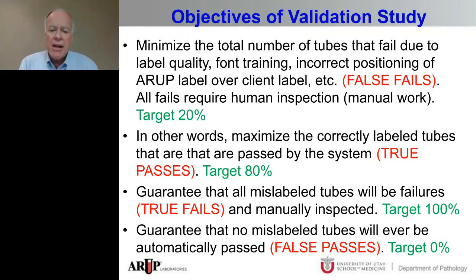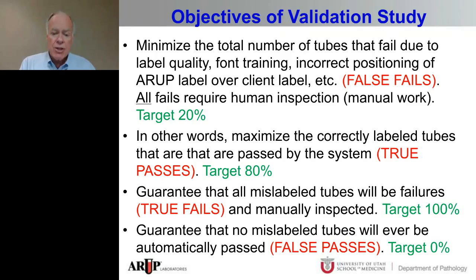So we did a validation study of 1 million specimens between October of 2012 and the end of May of 2013. The objectives of the validation study were, first, to minimize the total number of tubes that failed due to poor label quality, font training, incorrect positioning, all the other reasons that I gave you on the previous slide. These would be what we would call false fails. They are correctly labeled. There's not an error.